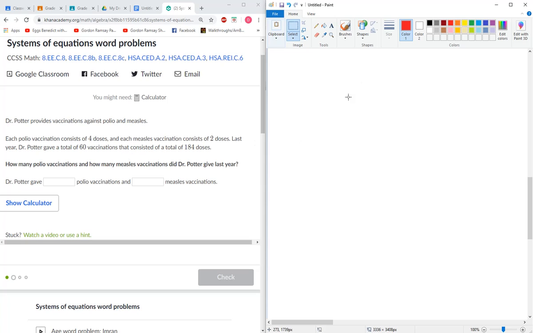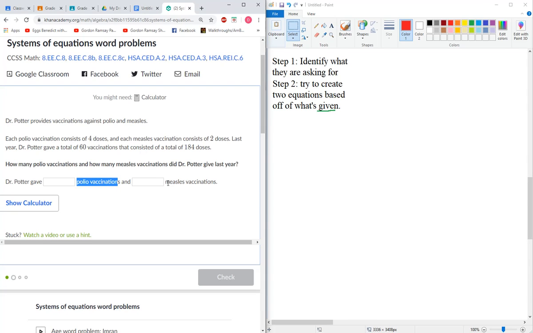Cool. So for those of you who need a reminder on what our steps are, there they are. So identify what they are asking for. We have to find the polio vaccinations and the measles vaccinations. All right, cool. So those are our 2 things right now. I'm just going to put PV for polio vaccinations.